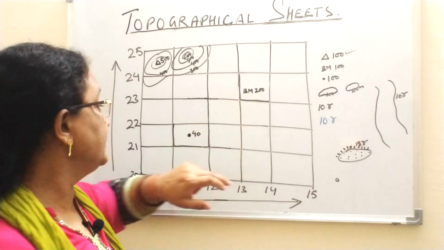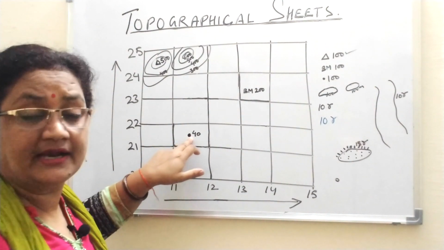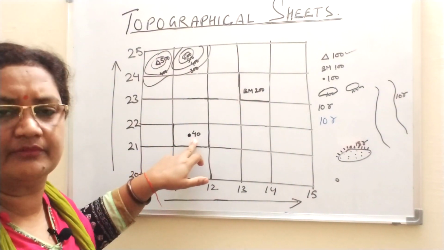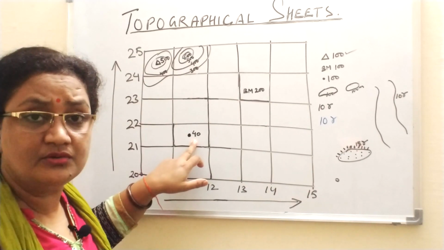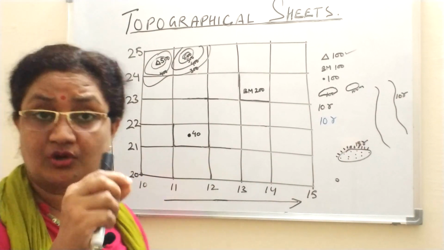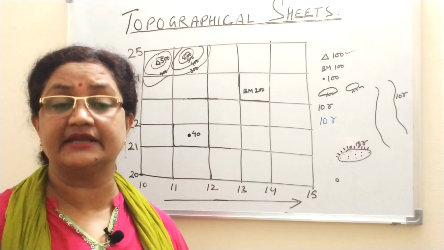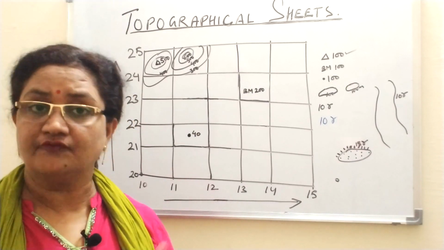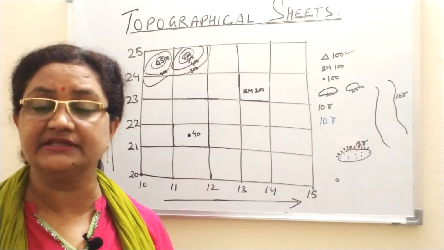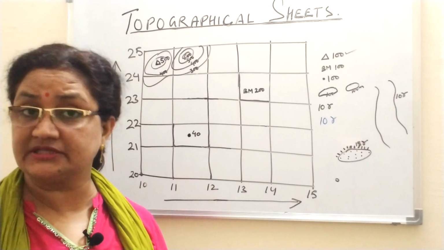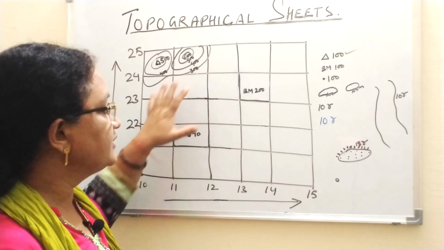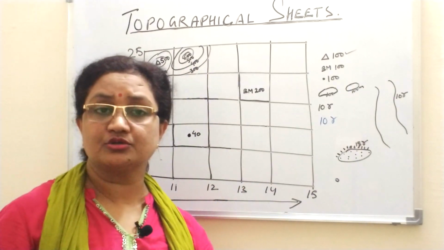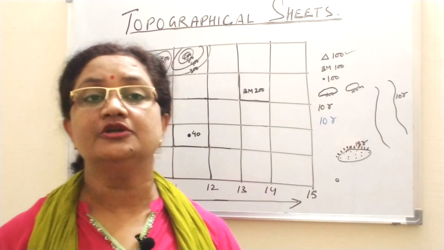Okay. Same way, if a dot is there and a number like 40 or 400, whatever number is given, what is this now? A black dot again. So this indicates a spot height of how much? 40 meters above the mean sea level. So in this way, children, we always use these symbols to show the height on a topo sheet.